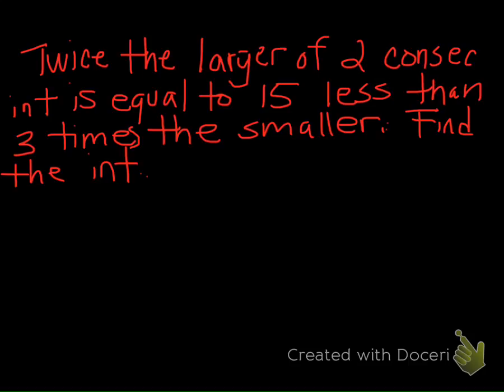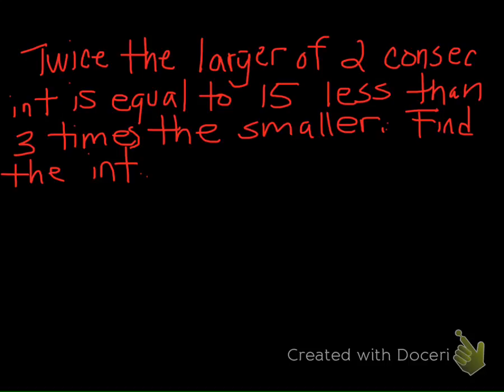Twice the larger of two consecutive integers is equal to 15 less than 3 times the smaller. Find the integers. And we did not do this already, right? We have never seen this problem before today. We have not. All right.